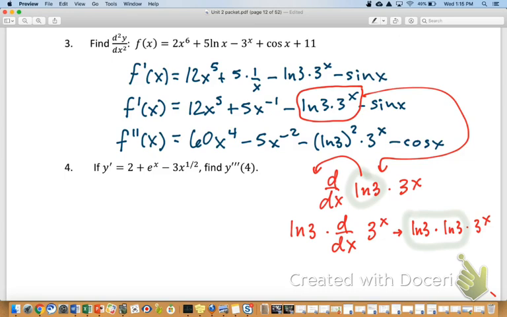So, what's the difference between a constant and a constant multiple? Because if ln of 3 was just 4, wouldn't it come out of the derivative? Well, the key word is multiple. So would you guys agree with me that 11 is a constant? It's a constant term.